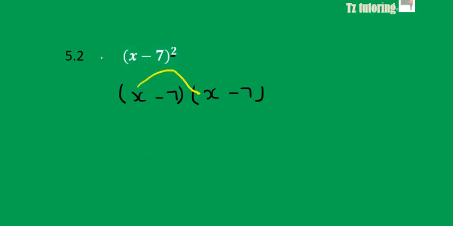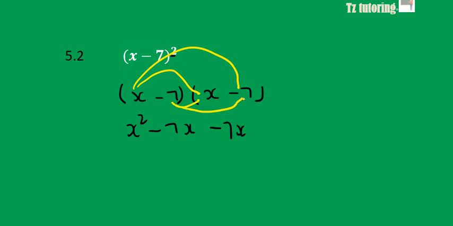The first terms, x times x will give us x squared. So that's for the first terms for FOIL. And then the outside terms, negative 7 times x is negative 7x. And next, the inside, that's the I in FOIL. Negative 7 times x is negative 7x. And finally, the L for the last terms.